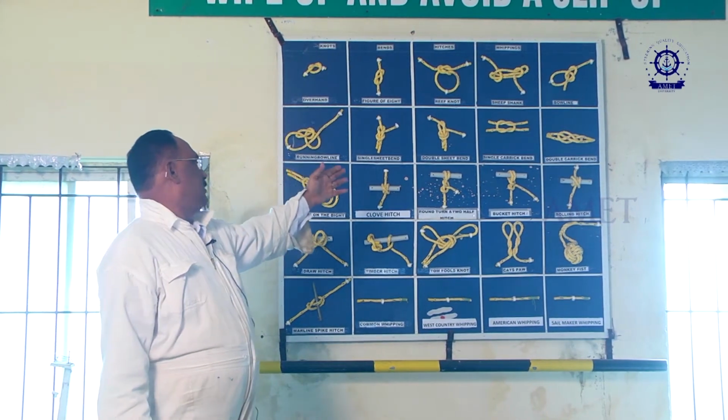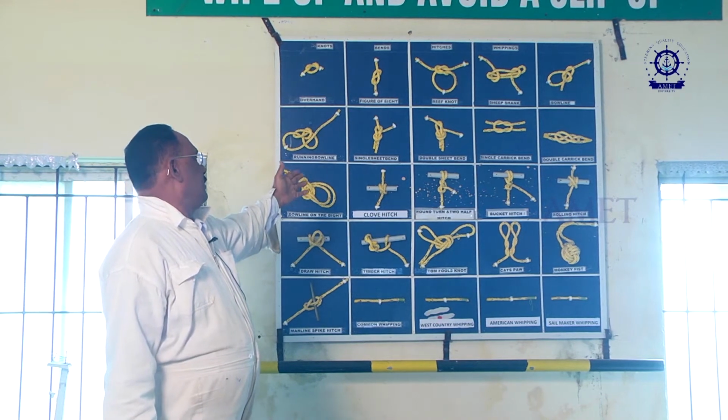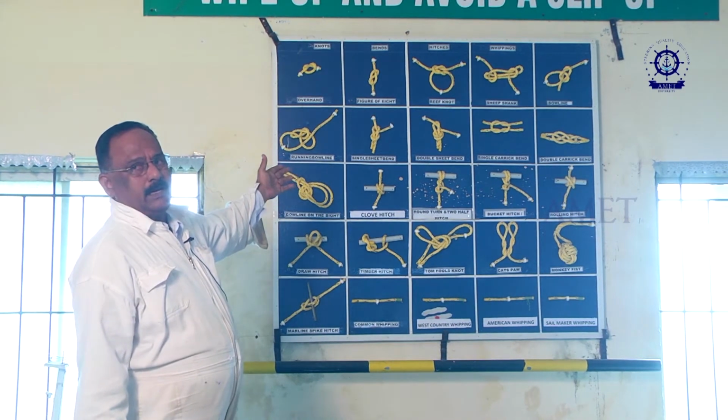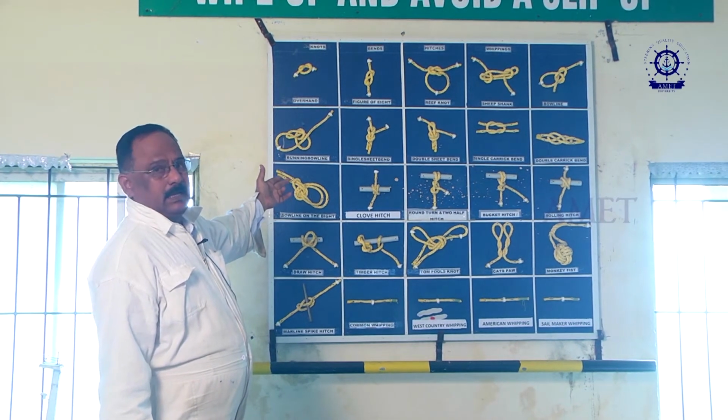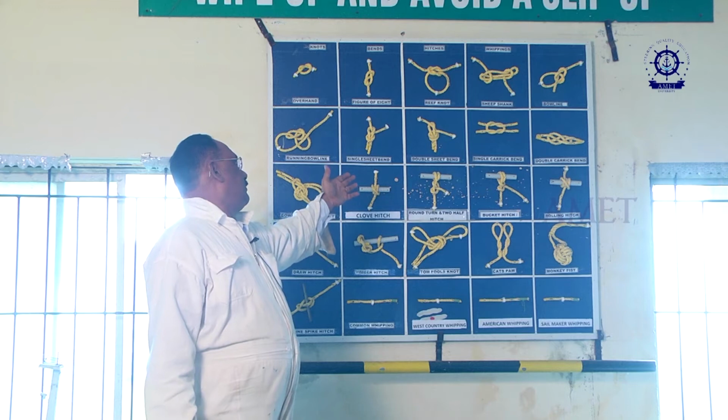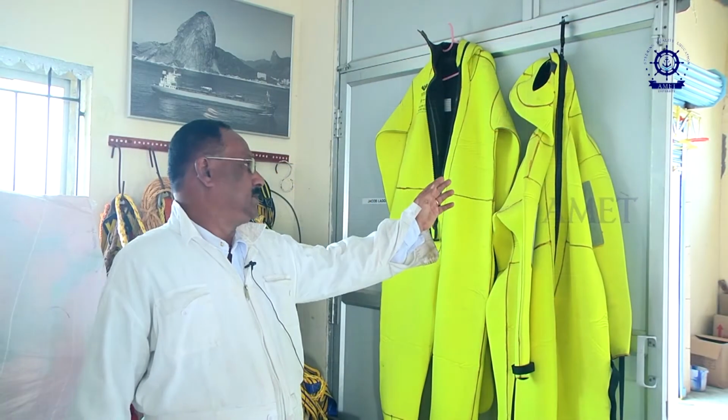Single sheet bend, double sheet bend. Single sheet bend is used for joining two ropes of unequal thickness, and to make it stronger we use double sheet bend.